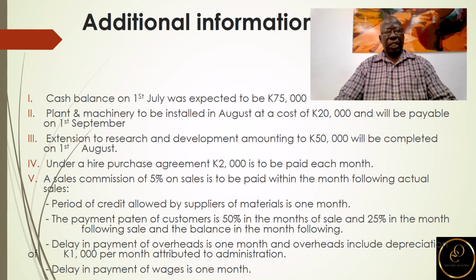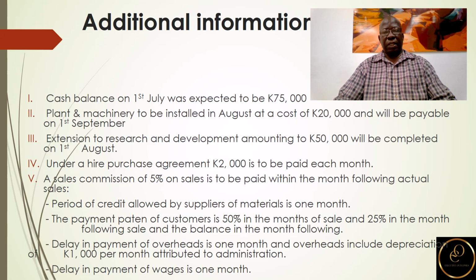The first note is that the cash balance on 1st July was expected to be 75,000 kwacha, and then plant and machinery is expected to be installed in August at a cost of 20,000 and will be payable on 1st September. The extension to research and development amounting to 50,000 will be completed on 1st August. Further, under a hire purchase agreement, 2,000 kwacha is to be paid each month. Note number 5 tells us that the sales commission of 5% on sales is to be paid within the month following actual sales.